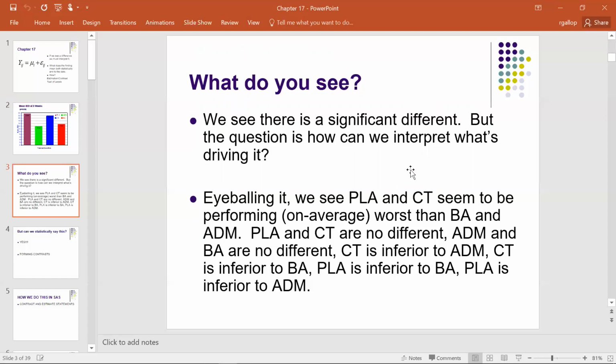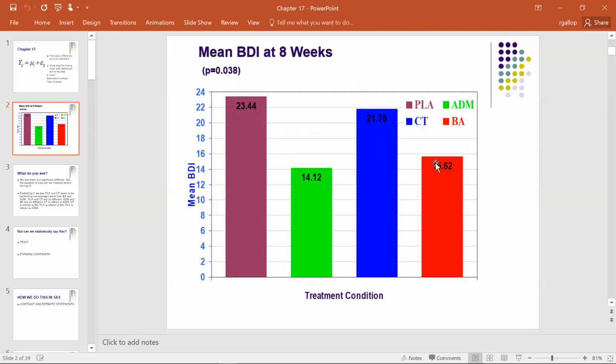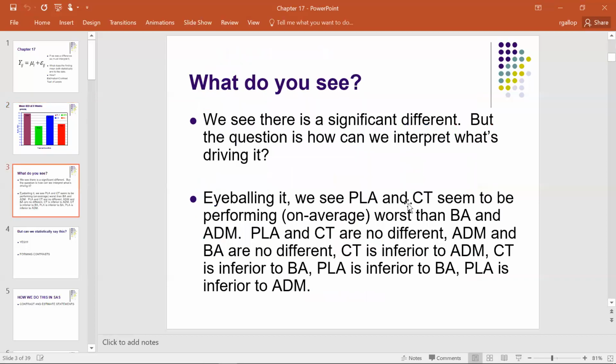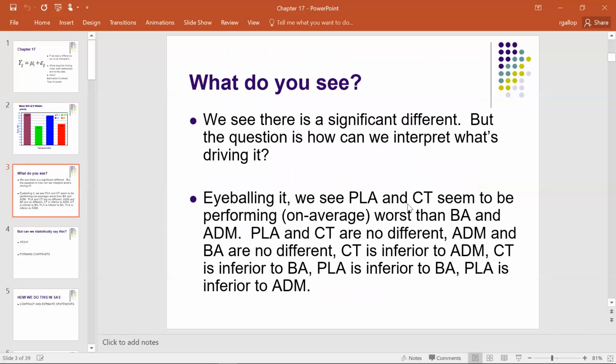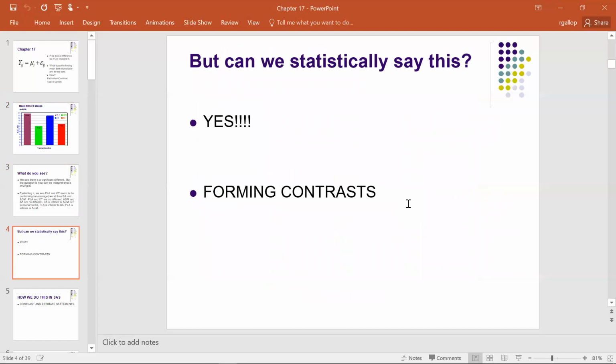Placebo is inferior to BA, and placebo's inferior to medication. Again, it's the purple being a lot higher than the green and the red. That's what we get from eyeballing it. But can we statistically say this? Can we statistically say that placebo is statistically inferior to BA and medication? And can we say CT is statistically inferior to medication and behavioral activation? So the question is, can we say this statistically? And the answer is yes.